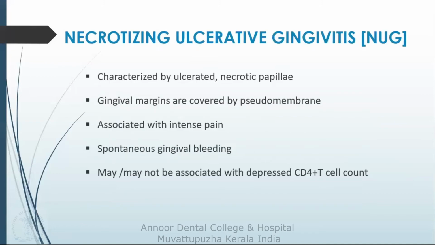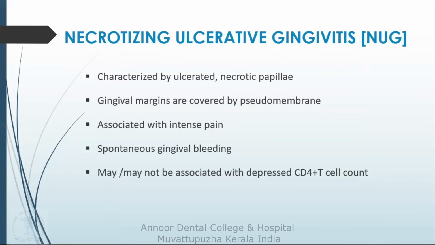Coming to the second one, which is necrotizing ulcerative gingivitis, or NUG. This is characterized by ulcerations, as the name suggests, ulcerated necrotic papillae. The gingival margins are covered by pseudomembrane, which can be rubbed off. When you use a gauze on it, you can see it's sloughing off. And it is associated with intense pain. There is spontaneous gingival bleeding, and it may or may not be associated with depressed CD4 T cell count.